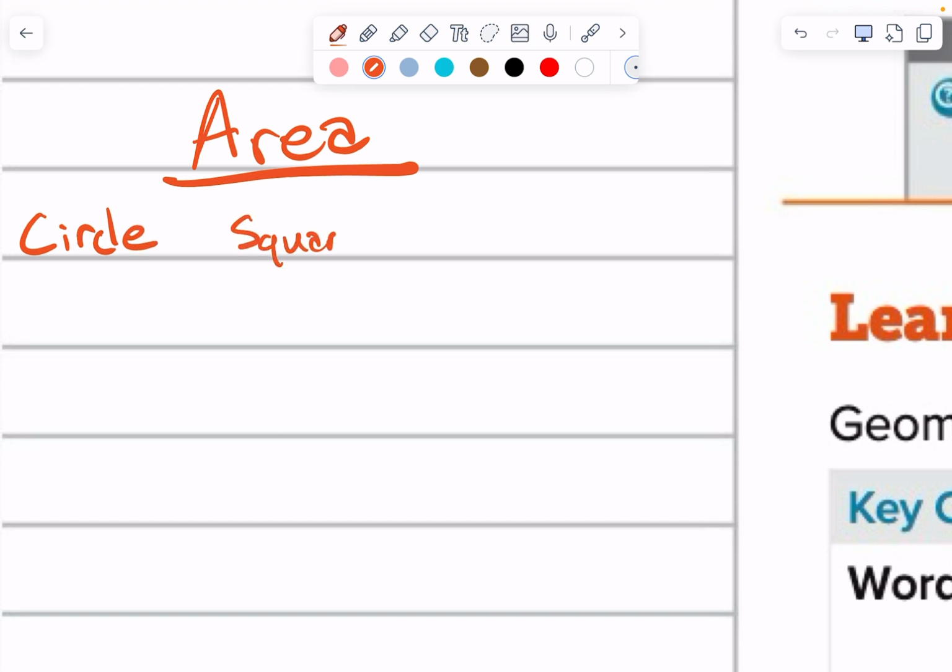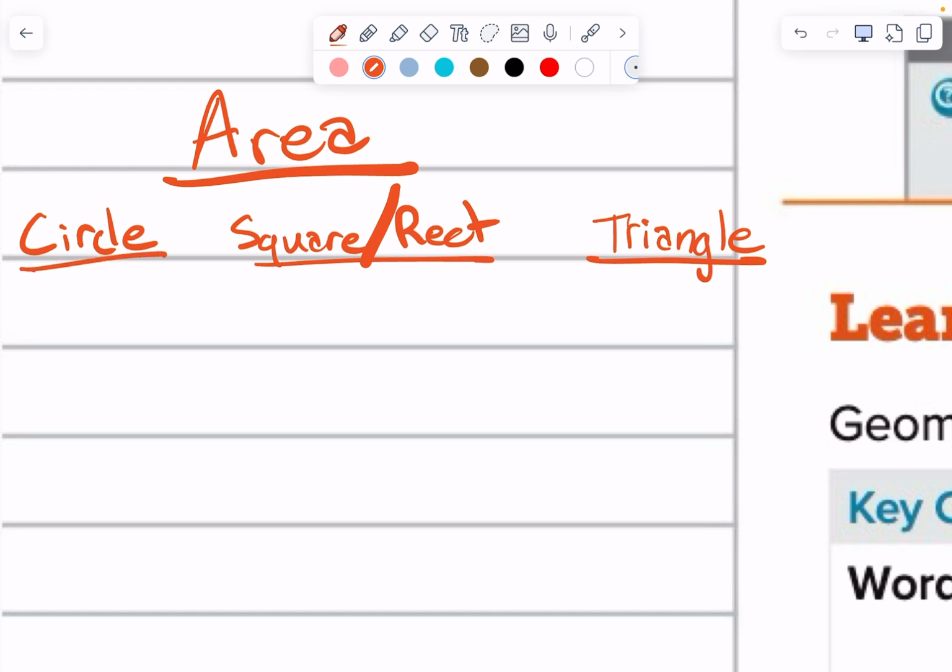Square and rectangle are the same, basically. So I'm going to say square / rectangle and triangle, right? Write these down. These you should have memorized. Area of a circle is how much? Pi times radius squared. Pi r squared. Awesome. Put that down.